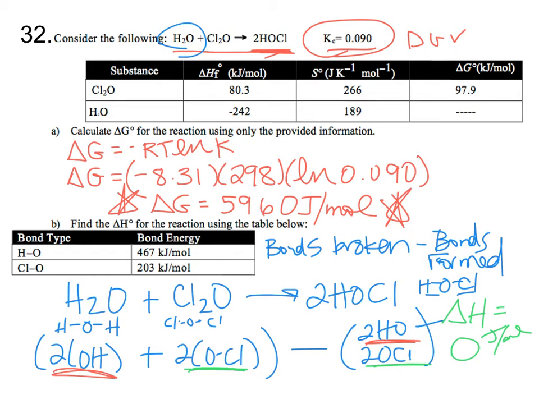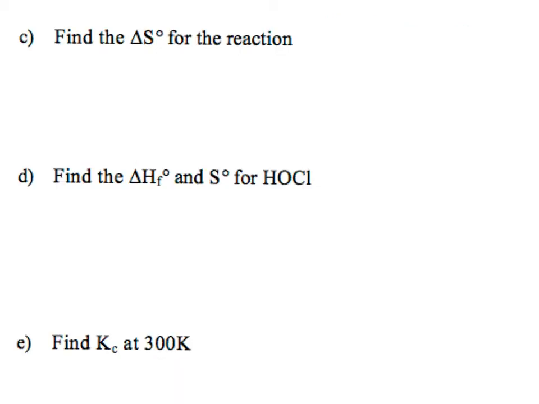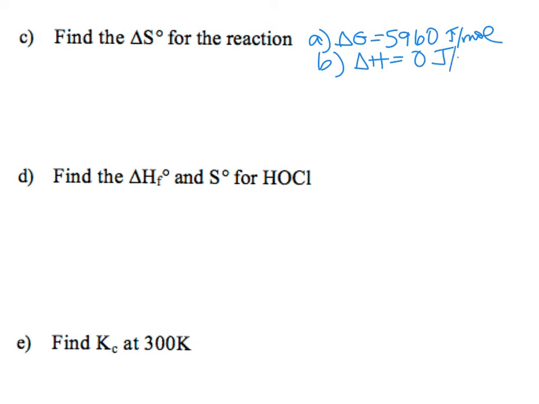Okay, let's move on to the next slide. Part C. Because I can't see the other slide, I'm just going to write the results from what we've already determined. In Part A, we determined that our delta G was 5960 joules per mole by using RTlnK. And in Part B, using bonds broken minus bonds formed, we determined that delta H was 0 joules per mole. So that was good. Now I'm going to go back and look at the question. It says find delta S.